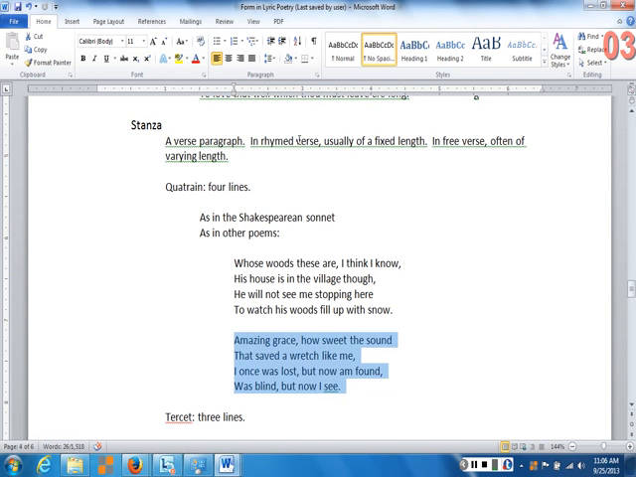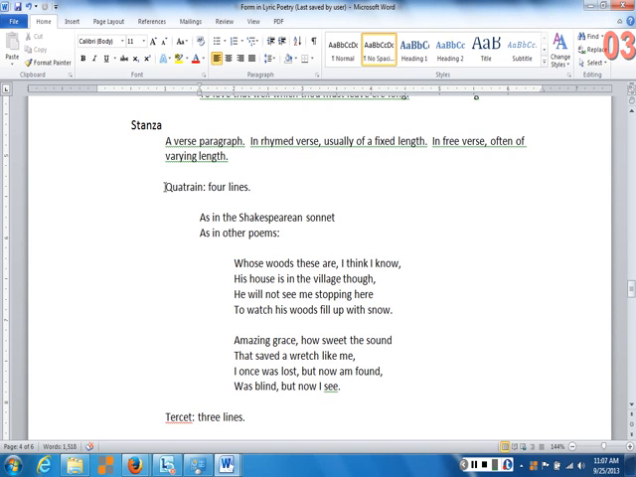Now, in rhymed verse, stanza is usually of a fixed length. What do we mean by length here? Not the length of the line, but simply the number of lines in the stanza. The number of lines is going to remain the same from one stanza to the next. However, in free verse, all right, the stanzas are often of varying length, meaning you will have one group of lines, then you'll have that break in the page, and then you'll have a second group of lines, and so on.